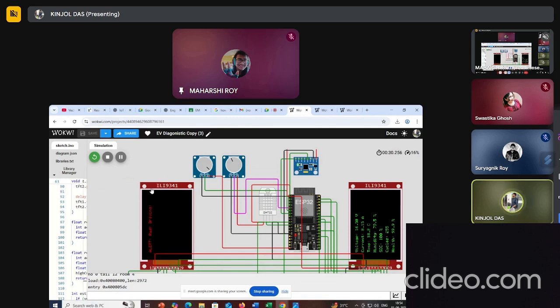Here we have used two displays, that is, TFT displays. The right one is only for parameters and the left one is for the alerts.